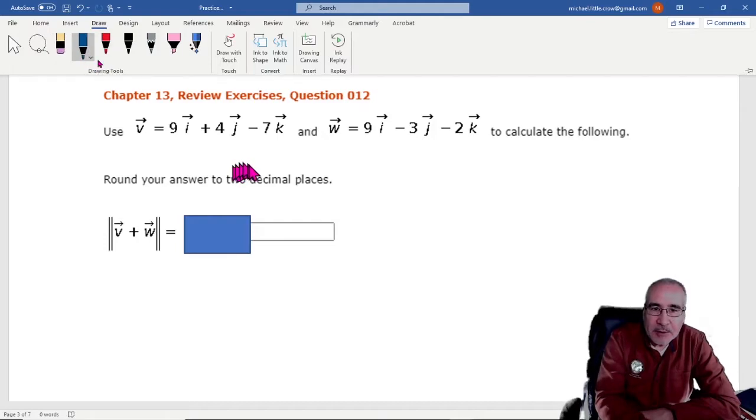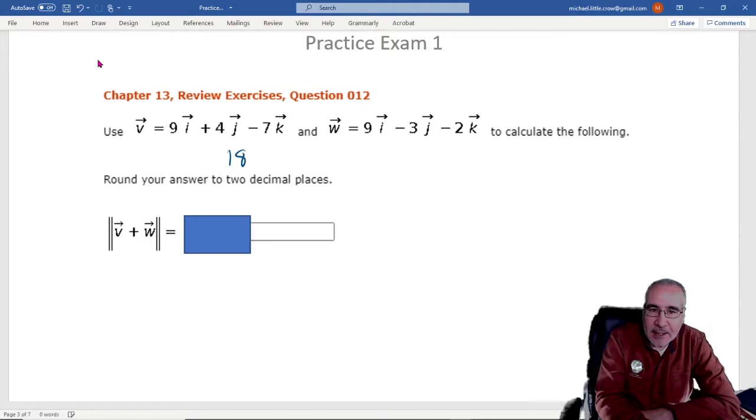Let's go with the blue. 9 plus 9, that's going to give us 18i. And then 4 minus 3 is going to give us plus 1j. And I'm going to write that 1 just because we're going to need that number. It's not 0, it's 1. Okay. Then negative 7 and negative 2, we're getting more negative. That's going to give us a negative 9. Okay. So that's our resultant vector.